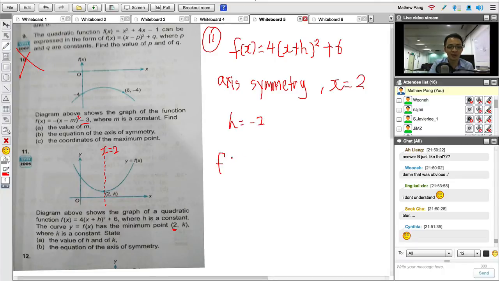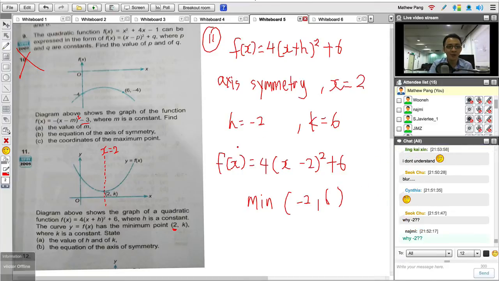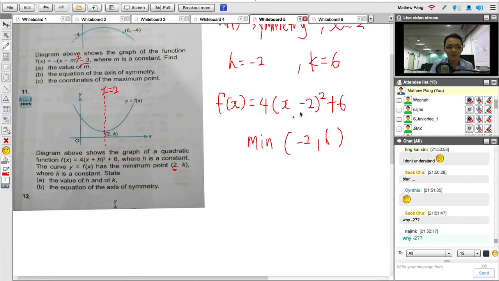Alright, so first thing, this one will be y equals 4, this is (x minus 2) squared plus 6. So my minimum point from here should be (negative 2, 6)? So my k is just 6. Simple. Okay, why is it negative 2 and not 2? Because in the quadratic equation form, this one should always equal 0, right? Oops, this is positive 2, sorry.